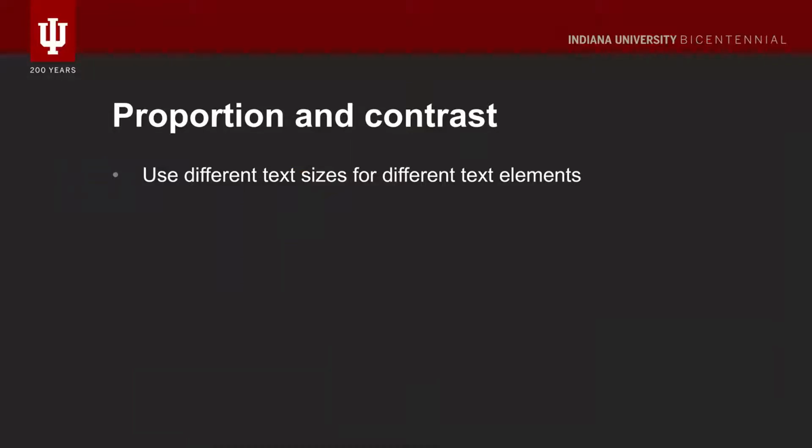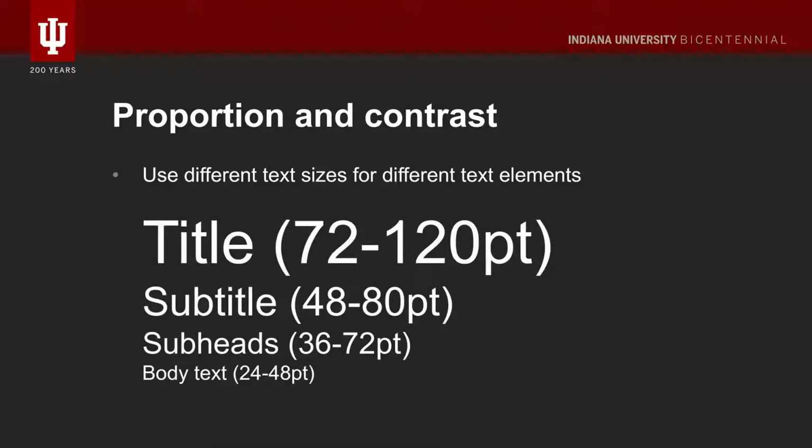So one of the ways we can use proportion and contrast in our posters is by using different text sizes for different text elements. Right here, I have just an example of different text sizes that you might want to use for different elements of your poster. Your title, as I mentioned previously, is going to be your largest text on your page, then your subtitle, the next largest, and so on and so on. So, these can be helpful guidelines as you're designing your own posters, especially when you want to add proportion to different items to help catch readers' eyes.